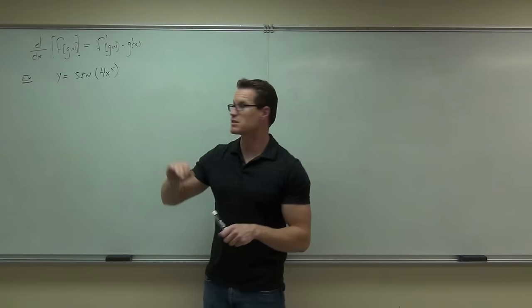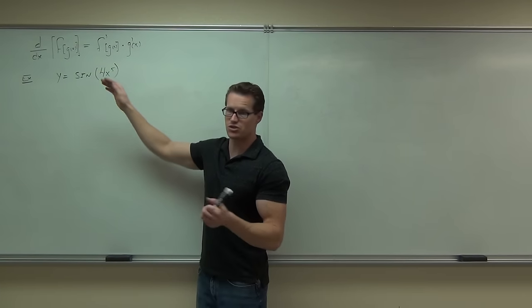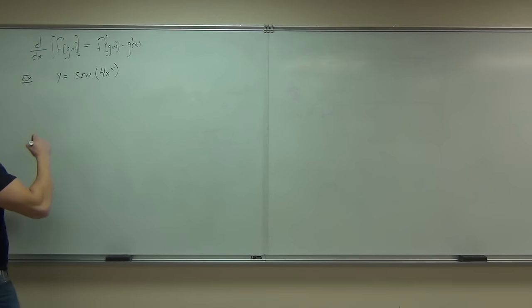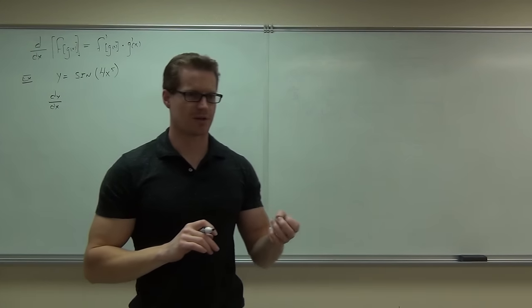If you can cover up a piece of it and you still have a function, that means it's a chain rule. You okay with that? That's chain rule right there. So the chain rule says this: in order to find dy/dx, you're going to take the derivative of the function, yes, but at first you leave the inside of it alone.